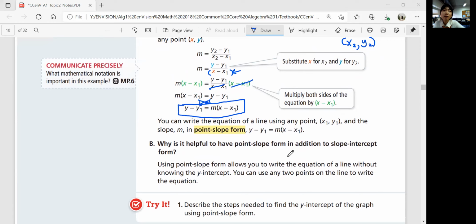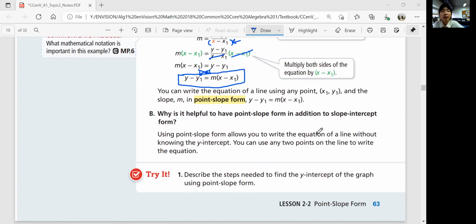Why is it helpful to have a point slope form in addition to slope intercept form? Why not just use slope intercept form? Using point slope form allows you to write an equation of the line without knowing the y-intercept. Sometimes it takes too much time to figure out the y-intercept. You can use any 2 points on the line to write the equation right away. Okay, let's try number 1.